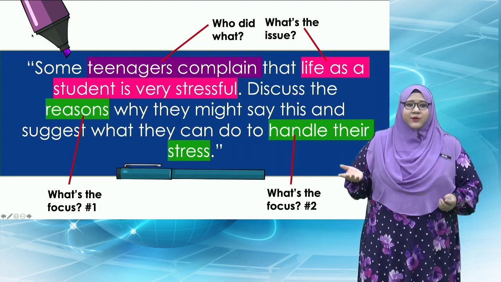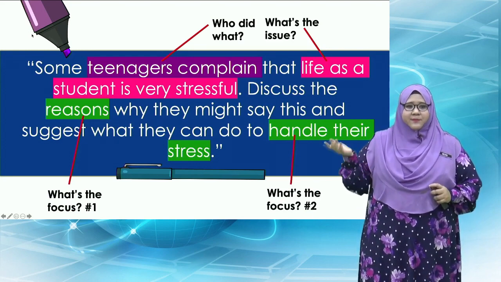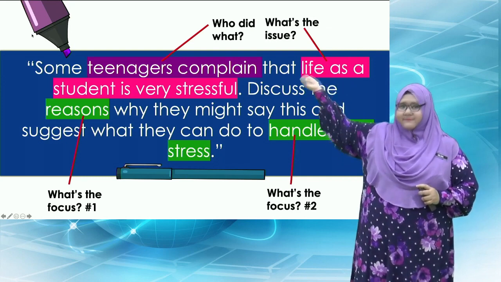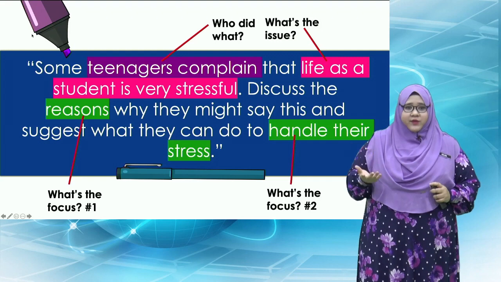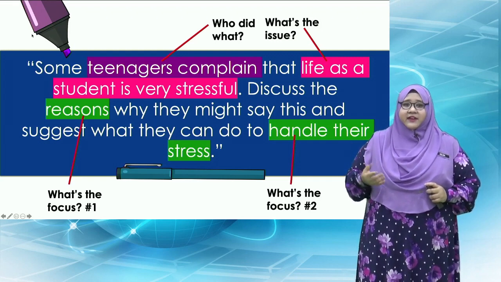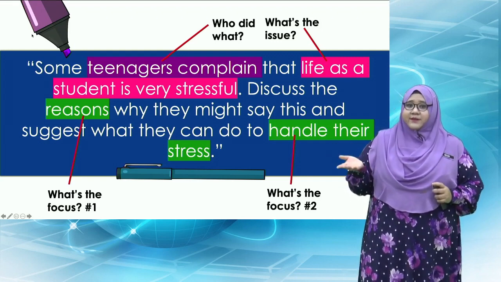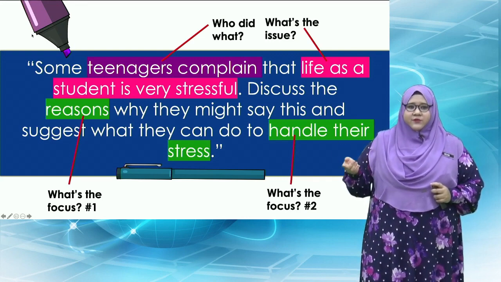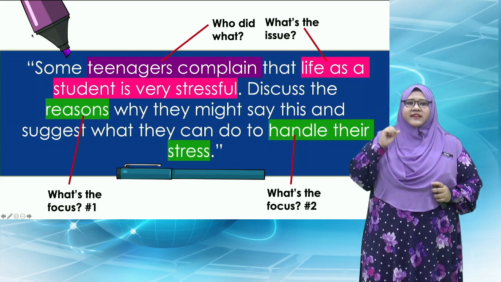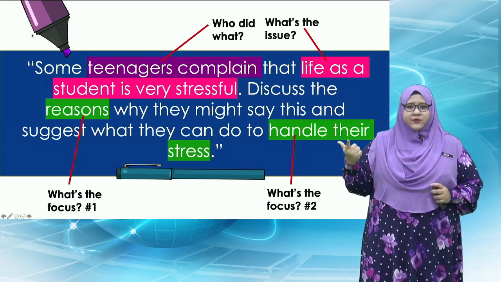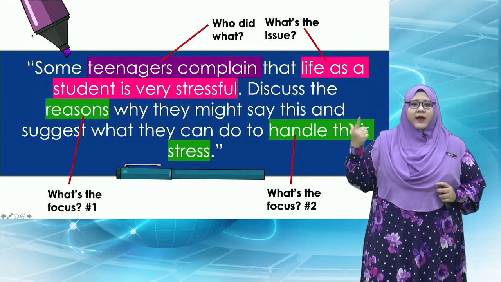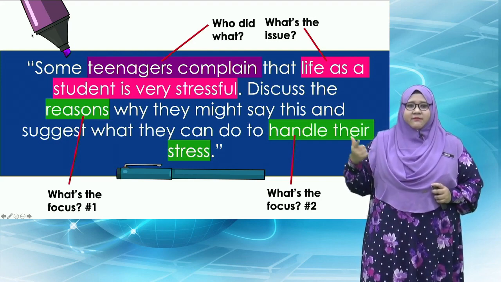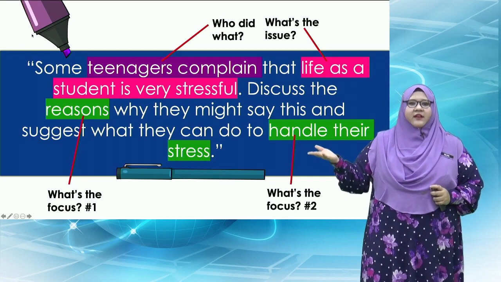Okay, so who is the focus of this topic? The teenagers, the one in purple there. The teenagers is your focus. What did they do? They complain. What did they complain about? That their life as a student is very stressful. So you have the keywords teenagers and stressful. So now you should know that our topic is stress among teenagers. But is that all? Read on.